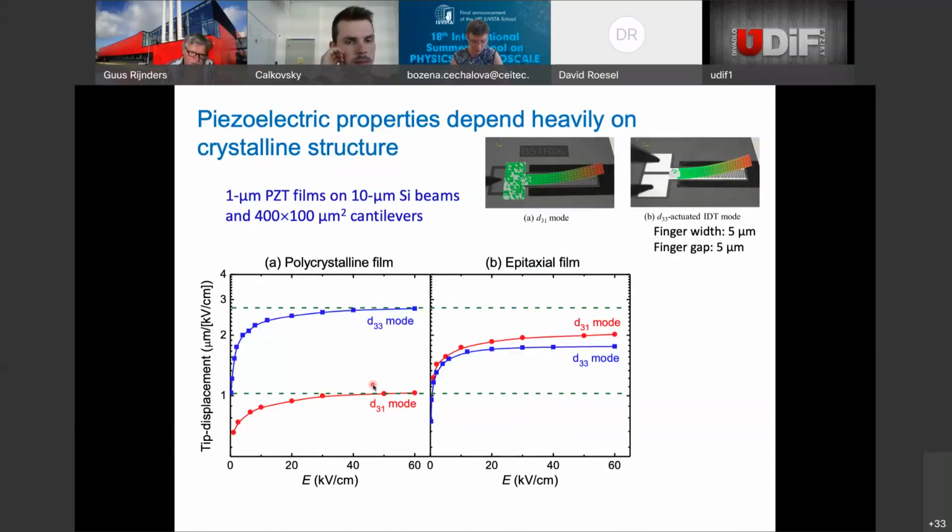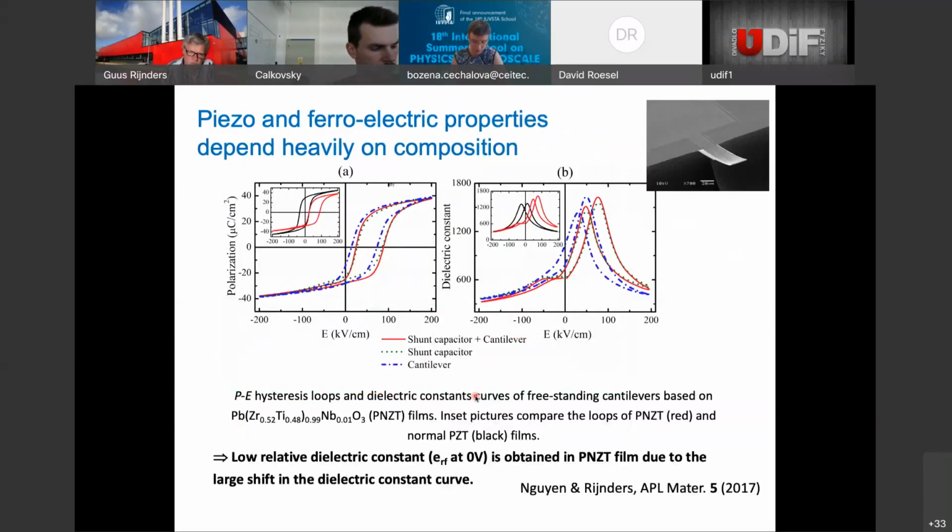The crystalline growth is very important for the properties, and this is also sketched over here, polycrystalline film versus an epitaxial film. And clearly the piezoelectric properties and the functionality, so tip deflection, for instance, are very much determined by the crystalline quality of such films. And composition is also important there.